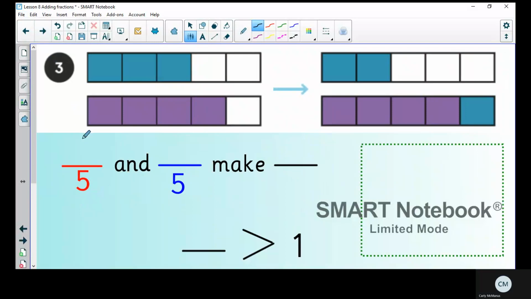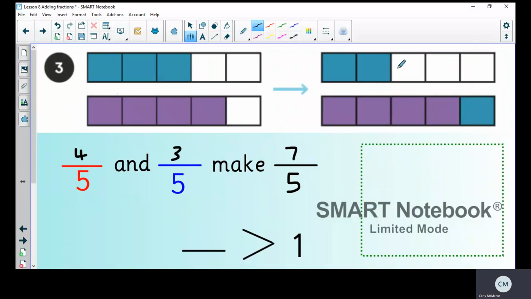So again, what two fractions are we adding? So we've got 4/5, and then we're adding 3/5. Okay, remember, denominator stays the same, and then I add my numerator. So 4 and 3 is 7. So we've got 7/5, so that's the first step, nice and easy.